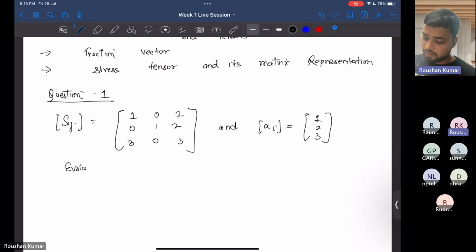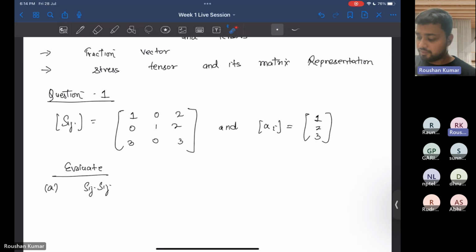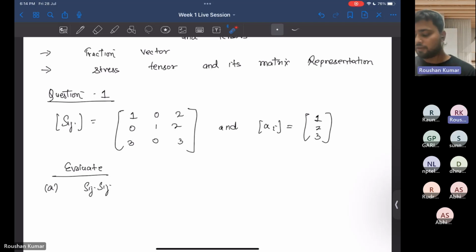So the first question is to evaluate Sij Sij. What's the value of this? Here i and j mean that i goes from 1 to 3 and j goes from 1 to 3, and it indicates summation. As you were already taught in the lecture, if any index is repeated twice or more, it becomes a dummy index, or we say a repeating index. So here in Sij Sij, you see that i and j are repeated 2 times, so they become dummy indices. That means it is a summation over i and j.